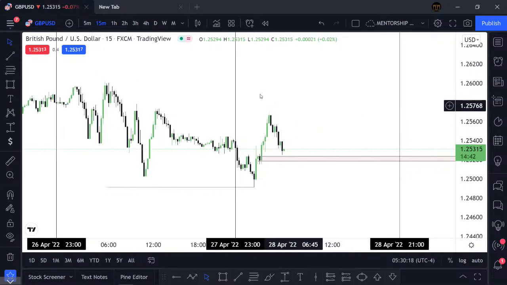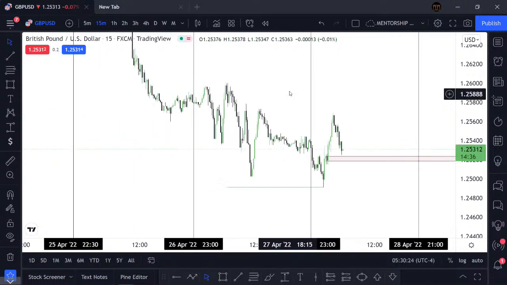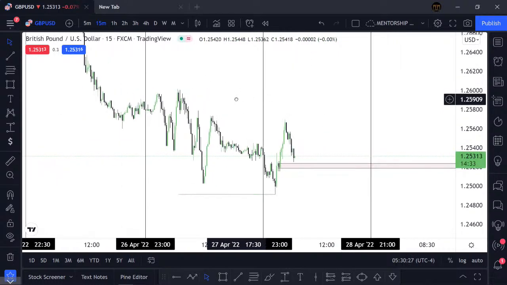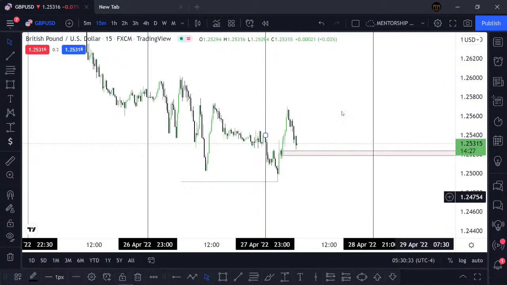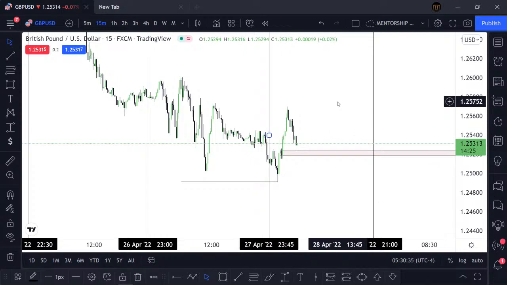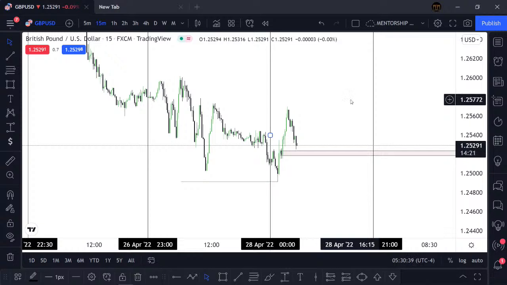Remember, there is a huge difference between the New York session and the New York open. New York opens at exactly 8:30. The New York session begins at exactly midnight, New York time. So that's why I'm looking at 8:30 to 11. The first 2 hours.